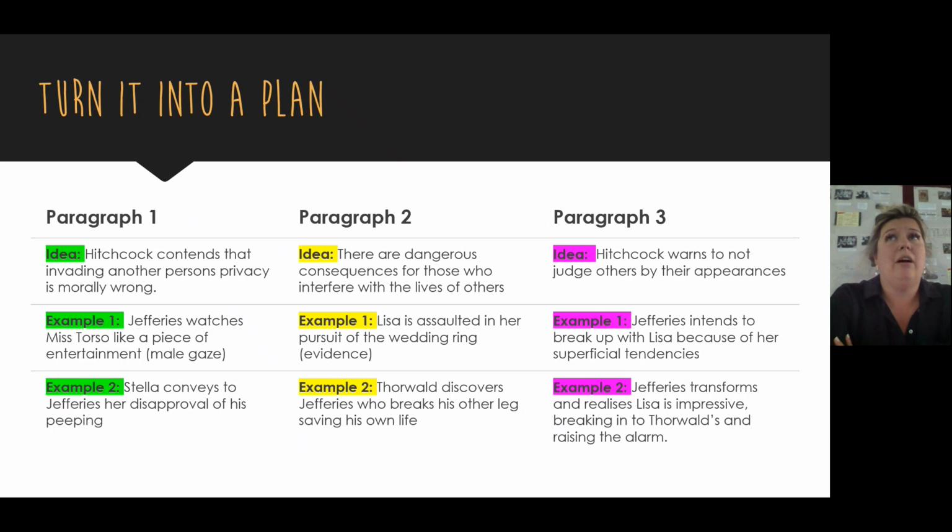Now, my second paragraph needs to be on something different. I'm going to talk about the dangerous consequences for those who interfere with the lives of others. I'm going to talk about the fact that Lisa is assaulted in pursuit of the wedding ring, so trying to get some evidence. But also Jeffries suffers some consequences as well, as he breaks his other leg trying to save his own life in an attack by Thorwald.